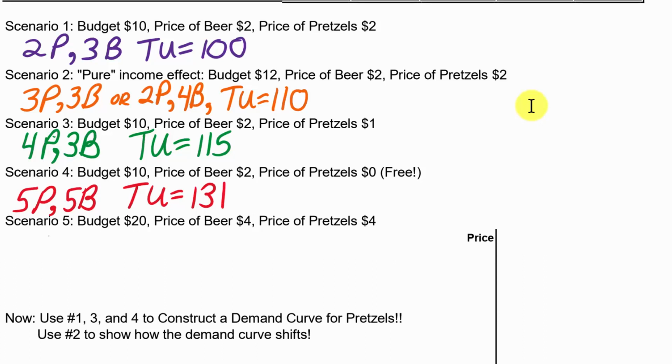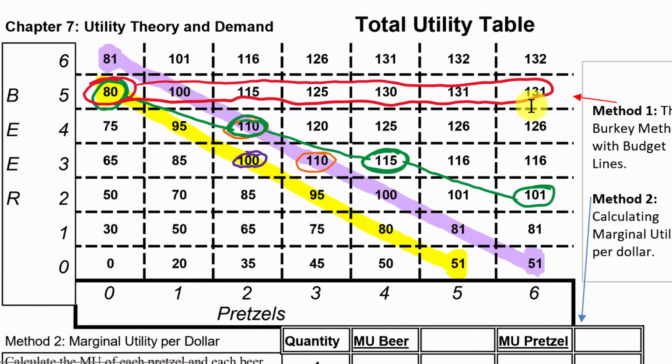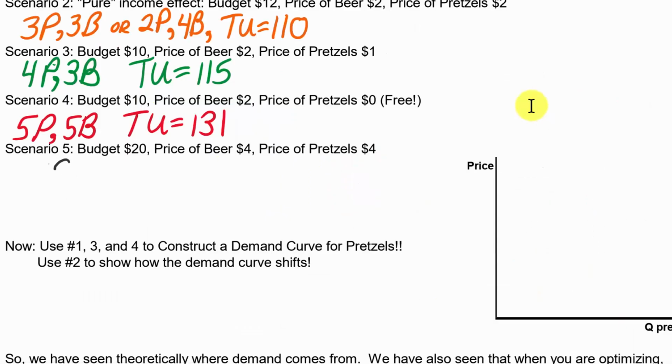Well, how many beers could they afford? 5. How many pretzels could they afford? 5, if they spent all their money on pretzels. So that is going to be the exact same as that yellow budget line that we drew in number 1. And if the budget line is the same, the prediction for what the person's going to choose must also be the same: 2 pretzels and 3 beers. The outcome here is going to be exactly the same as number 1. The only thing we did is we doubled the prices, but we also gave the person twice as much money.